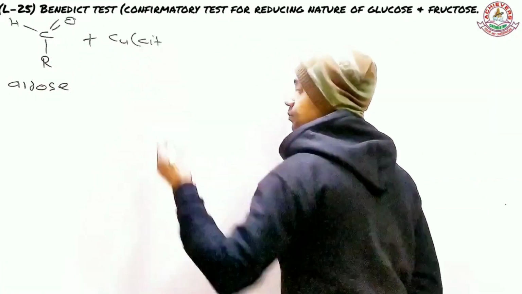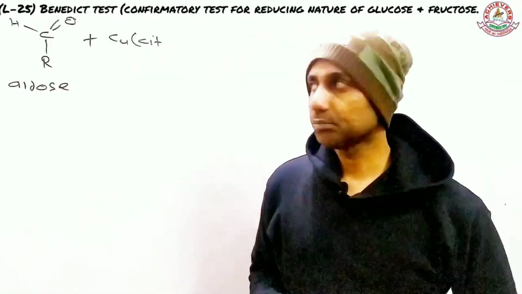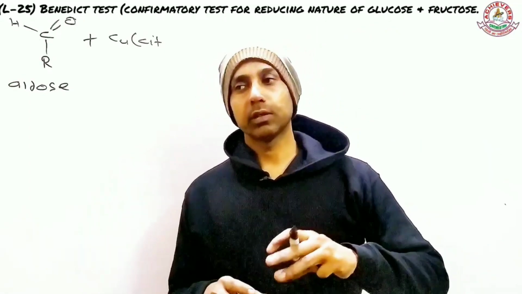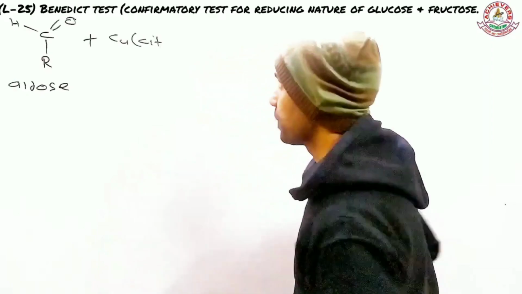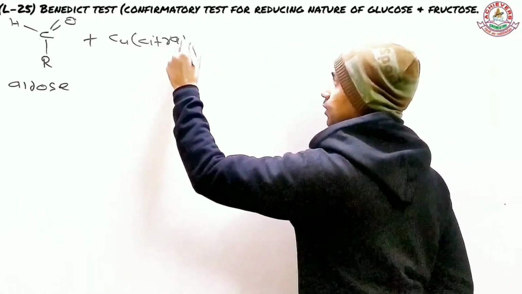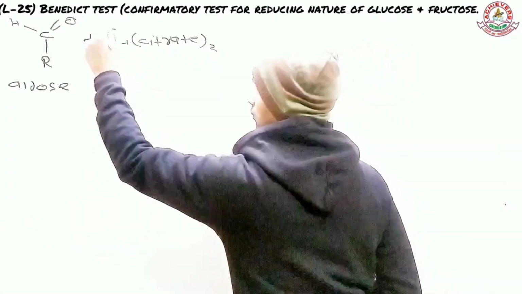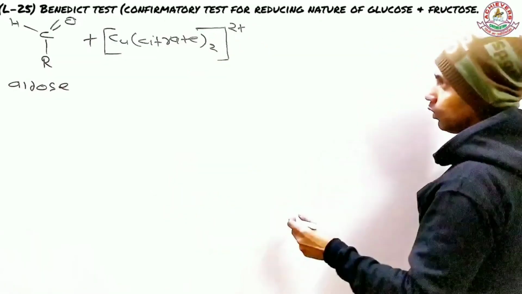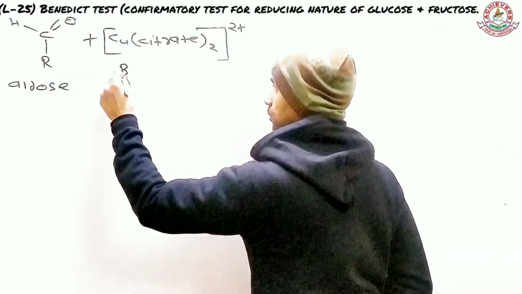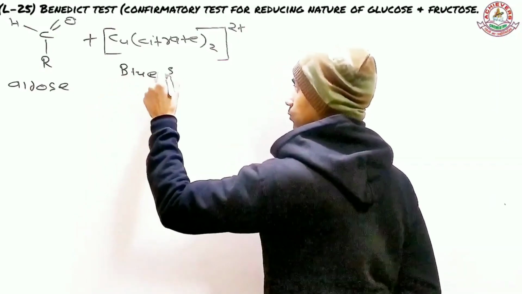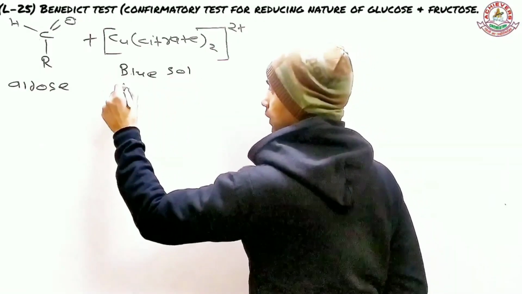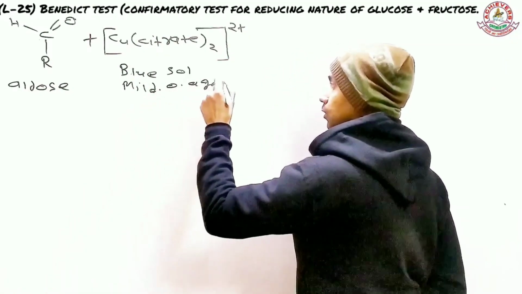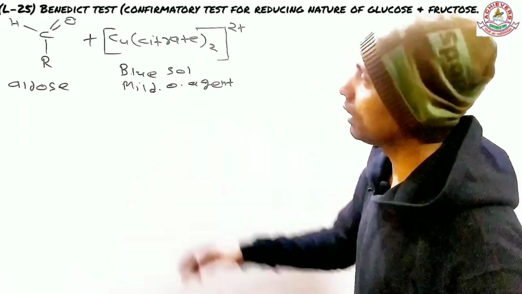I'll tell you, citrate has a very complex structure. I shouldn't be taking it right now. You can Google it. So what I'm doing is writing citrate in a very short form. So this is cuprous citrate, and it's a coordination compound that can be represented by this formula. Now what happened? Actually, this solution has a blue color. So this is a blue color solution, right? And this blue solution is a mild oxidizing agent. So once you start adding the cuprous citrate into the aldose, what happened?